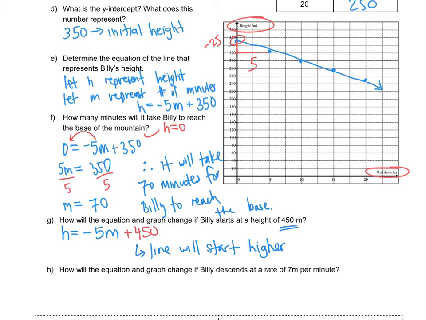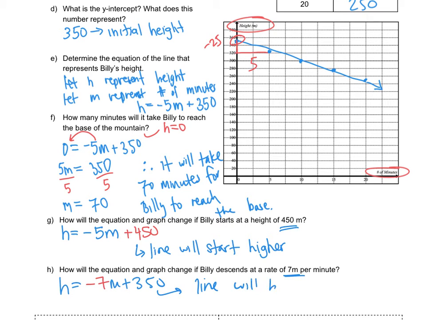How will the equation and graph change if Billy descends at a rate of 7 meters per minute? So that means we're changing the slope, because the slope was 5 meters per minute, but now we want it to be higher. So height will equal negative 7m plus 350. Now, the line is still negative, so I don't have to look at the sign for that, but 7 is greater than 5, which means our line will be steeper.